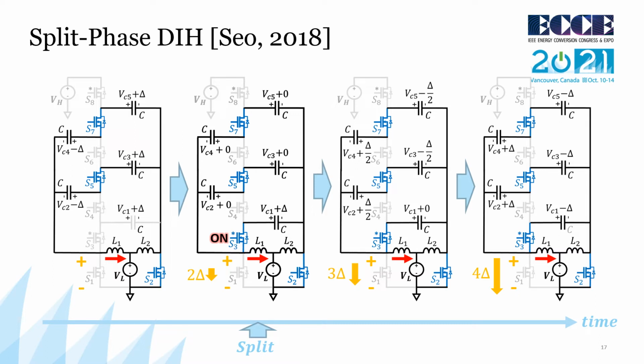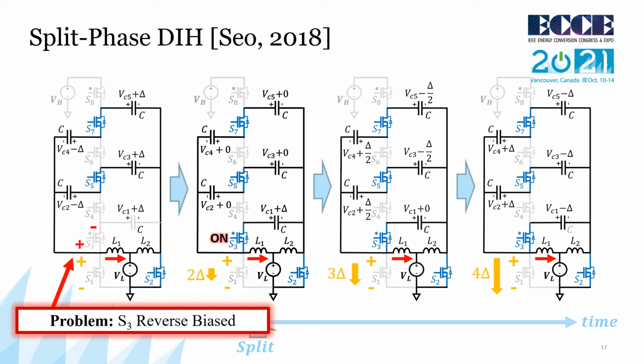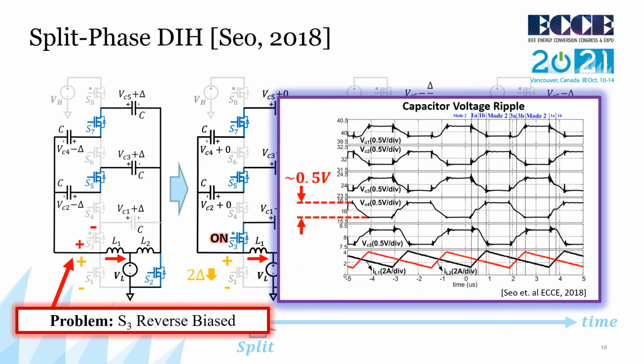If we take a closer look at switch S3 in this example, we see that before the splitting event, this switch was subject to a reverse bias. The San Diego group recognized this and described that in practice, the voltage ripple across the fly capacitors must be kept very small, less than the reverse conduction threshold of the switches, ideally 0 volts, but in reality about half a volt in silicon and a little higher in gallium nitride. So if we now take a look at their published waveforms, we see that the voltage ripple on all fly capacitors is greatly constrained to be less than 1 volt.